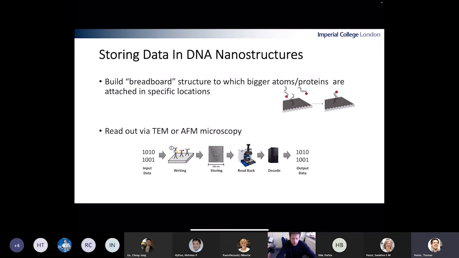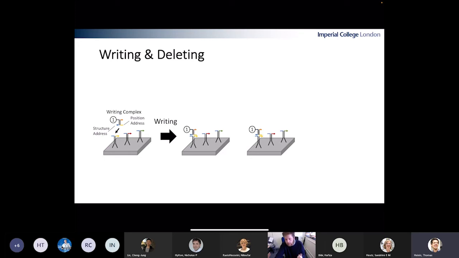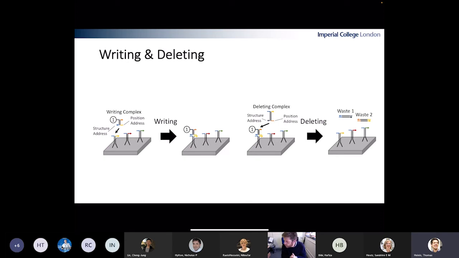Good. So that's pretty much what we're trying to do. We also work on an approach where you can write and delete. On the breadboard structure, on the origami, we have specific addresses where we can attach streptavidin or whatever we use, and we can add writing complexes to write in specific bit positions, reflecting the data that we will store. And we can also delete from it, or we will be able to if we manage to do so, by adding a deleting complex, which will push whatever was stored away and lead to waste there. We are very much at the beginning of this. I'm going to show a little bit of the data we have so far.